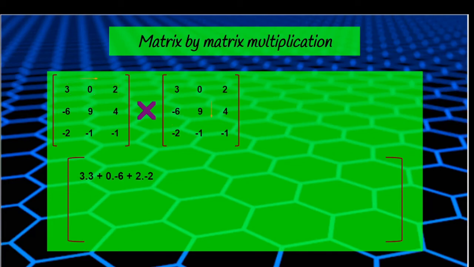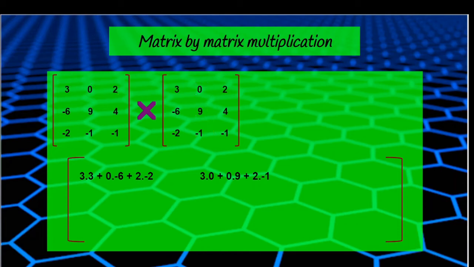Still on the first row, we move to the second column of the multiplicand. We take their first values, multiply them. We take their second values, then multiply them. Then we take the third values and multiply them. Then add them together to place them here. You can see their first values are highlighted with blue. Their second values are highlighted with a pink circle. And their third values are highlighted with a yellow circle.